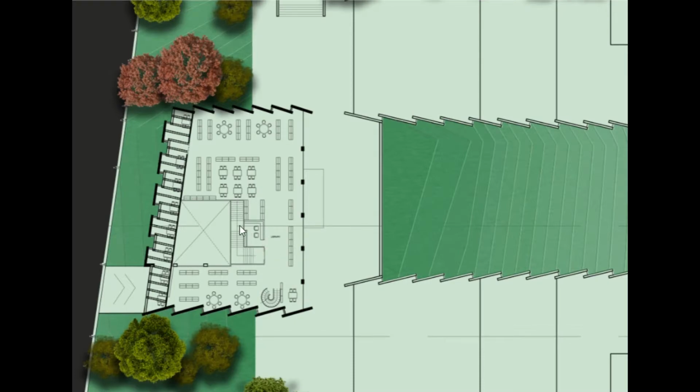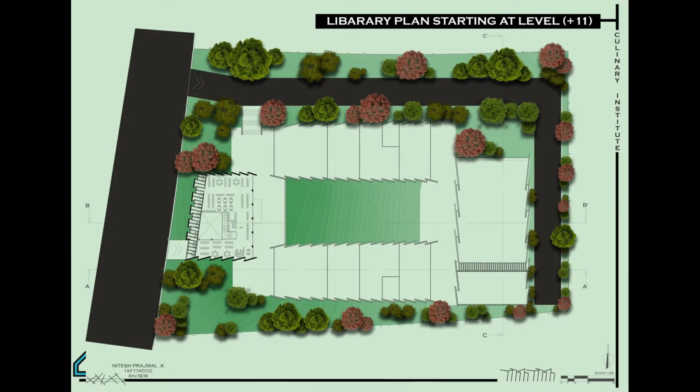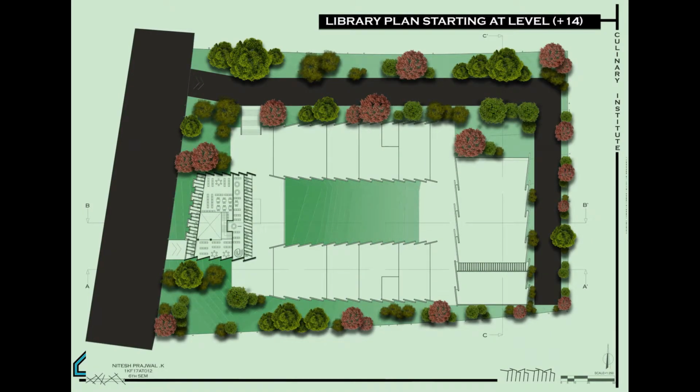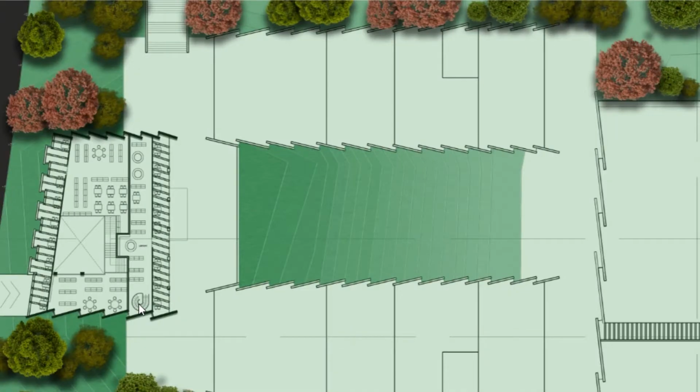As we enter the library, the office is kept towards the left, and there is a mezzanine flooring in the library also, where a circular staircase leads to it. Library plan starting at level +14. As I said, there is a circular staircase leading to the mezzanine flooring in the library. The same design concept of open seating is given here also. From here, we can view the full campus from academic block to auditorium block because of the steep.